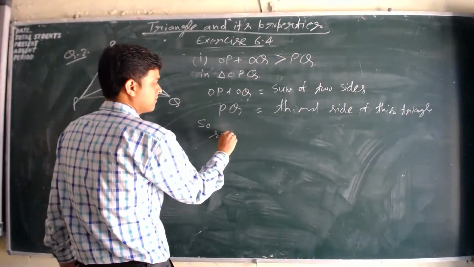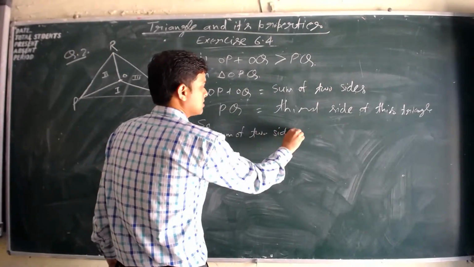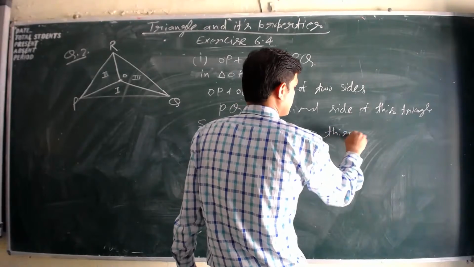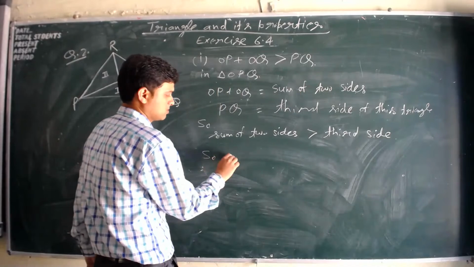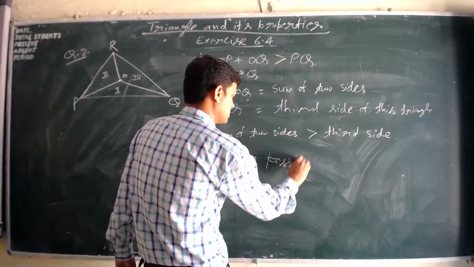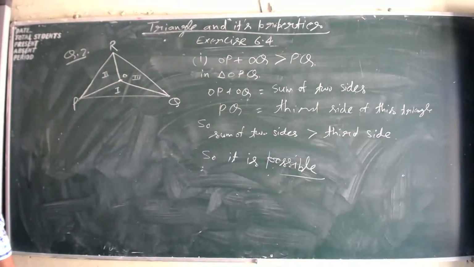So sum of two sides is greater than third side. Okay, so it is possible. इसी तरीके से नेक्स्ट टू पार्ट्स आप सॉल्व कर सकते हो. ओके, नेक्स्ट टू पार्ट्स आप देख सकते हो. क्लियर?